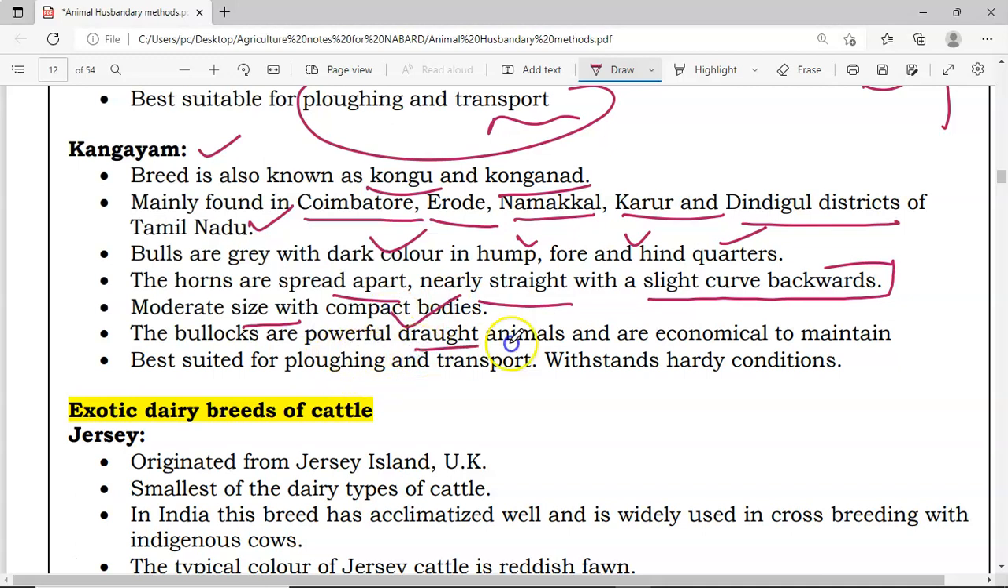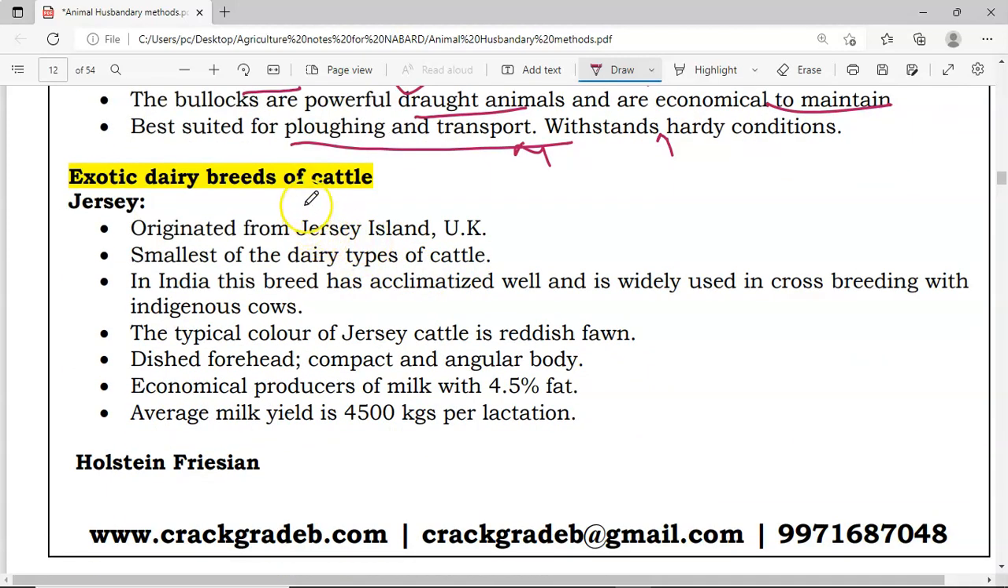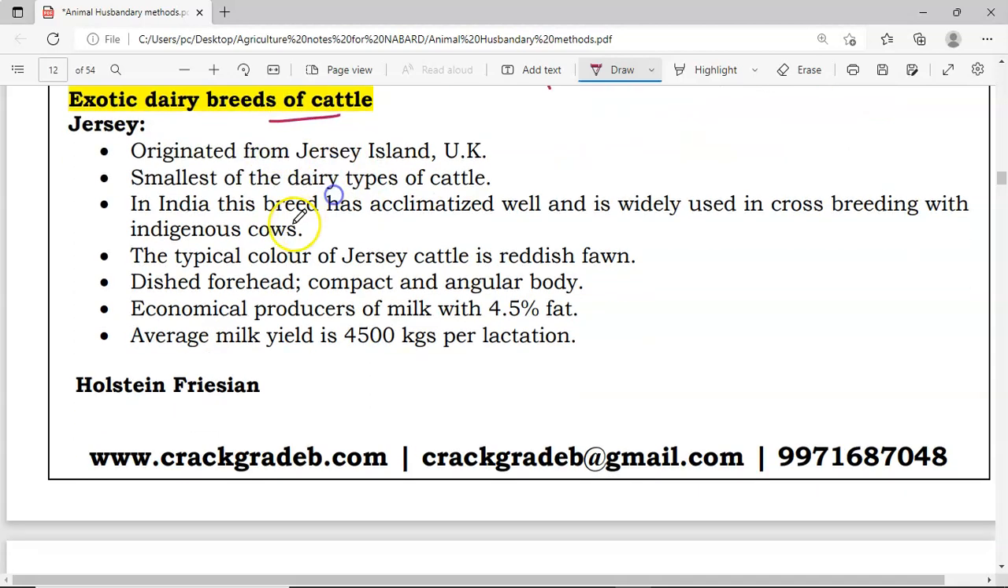The bullocks are powerful draught animals and are economical to maintain. They are best suited for ploughing and transport, and are resistant to hardy conditions. Now we'll talk about some exotic dairy breeds.